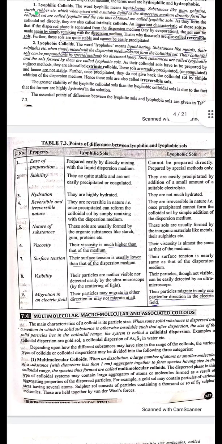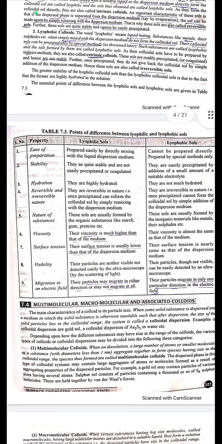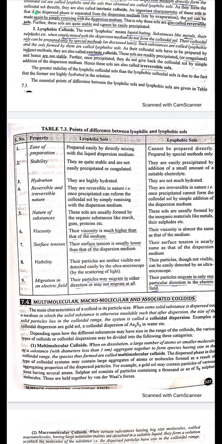Points of difference between lyophilic and lyophobic sols. Lyophilic sols are prepared easily by direct mixing with the liquid dispersion medium. They are quite stable and are not easily precipitated or coagulated. They are highly hydrated. They are reversible in nature, that is, once precipitated they can reform the colloidal sol by simply remixing with the dispersion medium. These sols are usually formed by organic substances like starch, gum, proteins, etc.